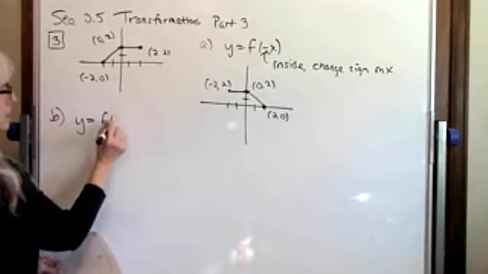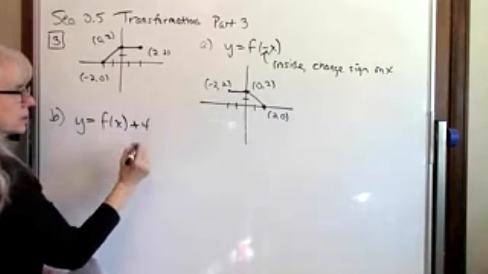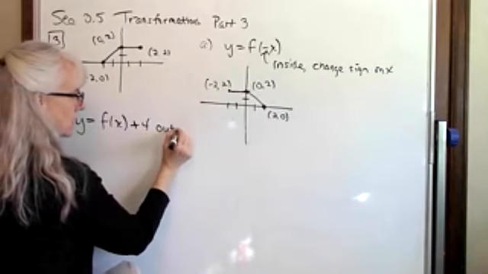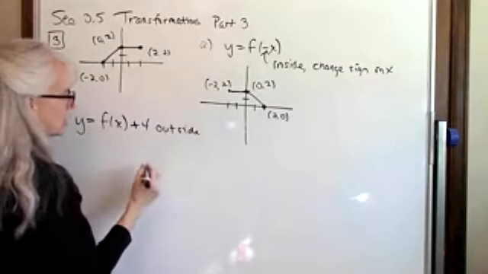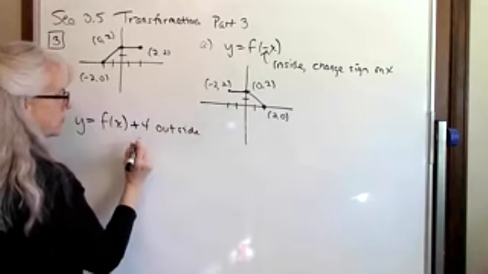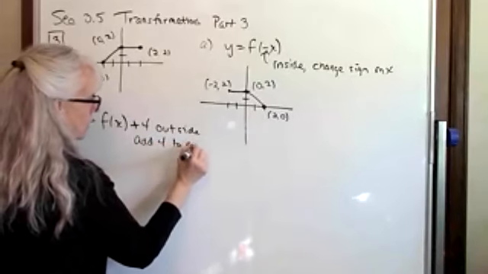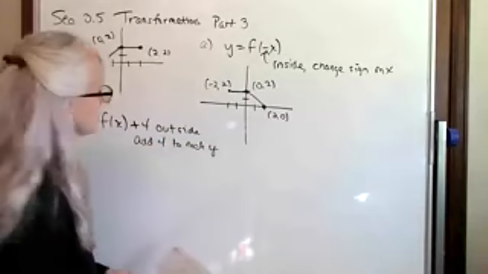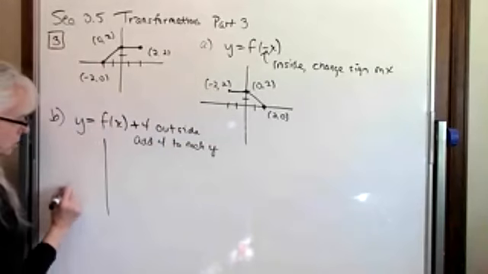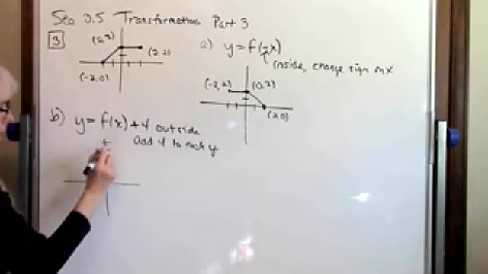Part B says y equals f of x plus 4. So we'll notice that this is outside. And again, it's outside because it's outside of the f of x notation, which means it's changing things in the y direction. So we're going to add 4 to each y value. Again, if it's outside, you do exactly what it says in the y direction. So that's going to go back to the original graph, which is right here. We're going to take each of our y values and add 4.